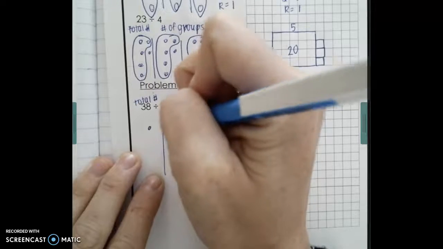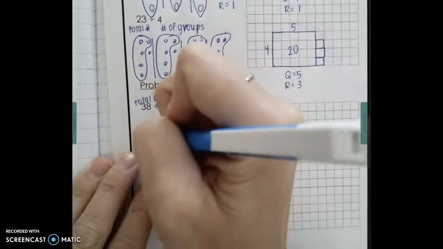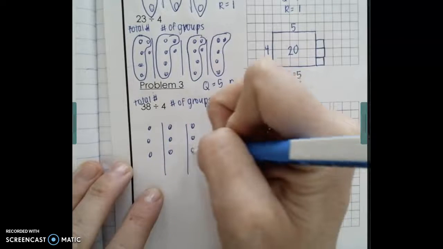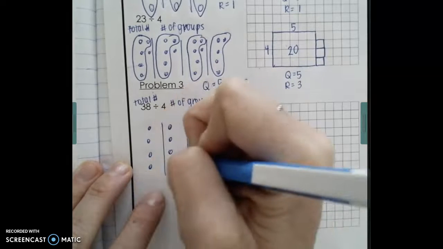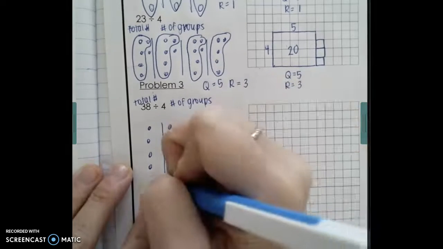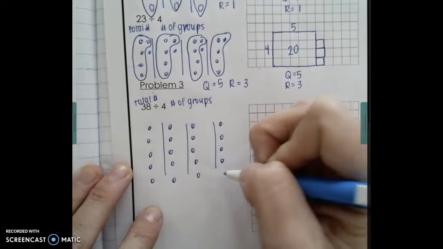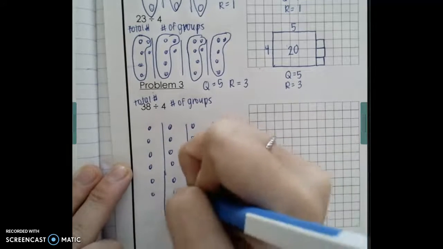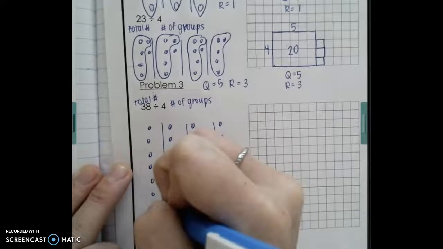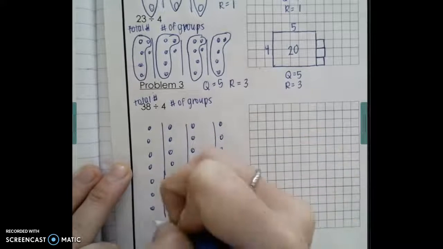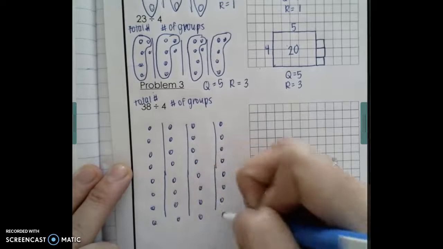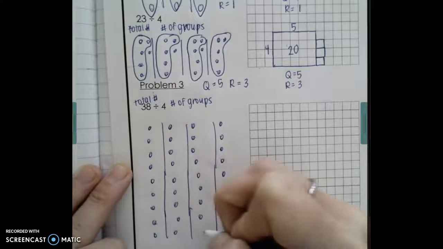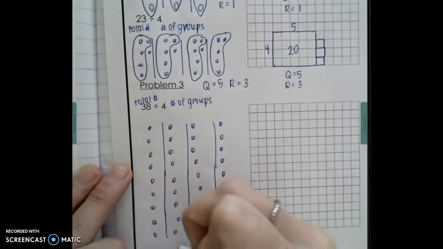So 1, 2, 3, 4, 5, 6, 7, 8, 9, 10, 11, 12, 13, 14, 15, 16, 17, 18, 19, 20. It's longer. 21, 22, 23, 24, 25, 26, 27, 28, 29, 30, 31, 32. Keep going. 33, 34, 35, 36, 37, 38.